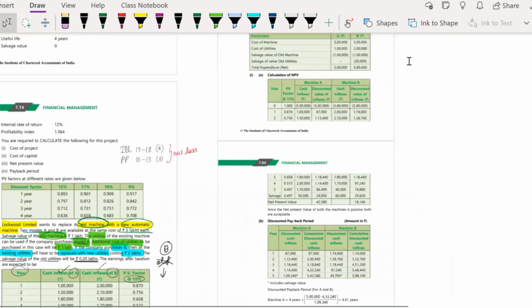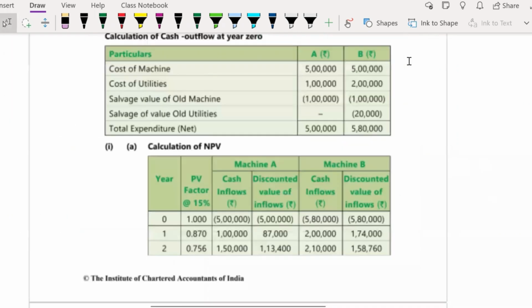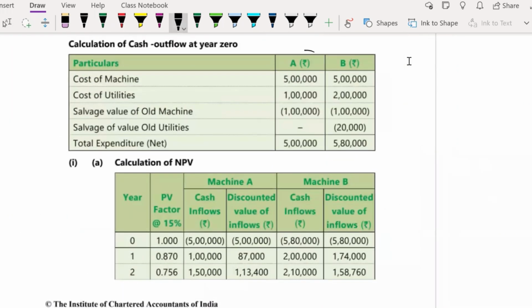So here let's take machine A and machine B, and we are going to first find out how much is the cash outflow at year 0. So in year 0, what is the cash outflow we are going to find out. What was the cost of machine A and machine B? It was 5 lakhs each. So that was one cash outflow.